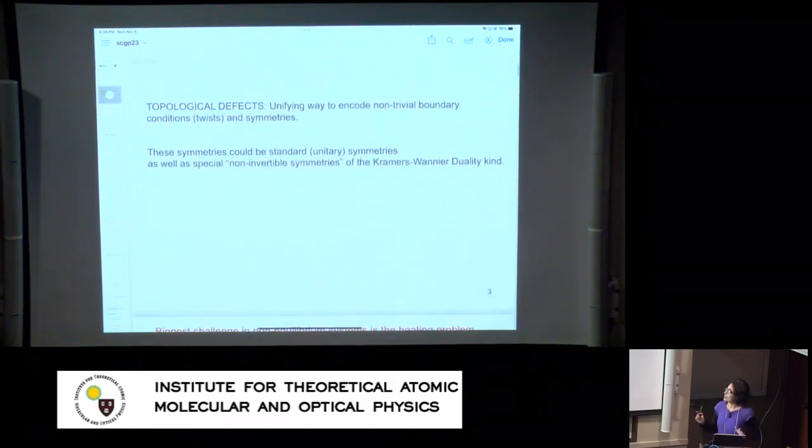So what are topological defects? If I just want to give a one-sentence explanation of what it is, it's a unifying way to encode non-trivial boundary conditions, also known as twists and symmetries.